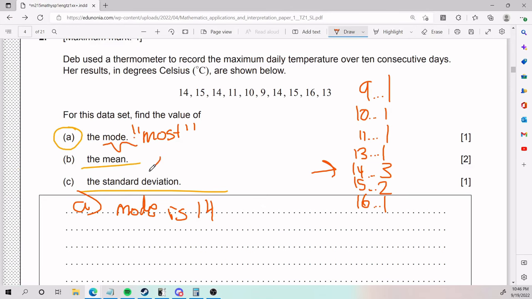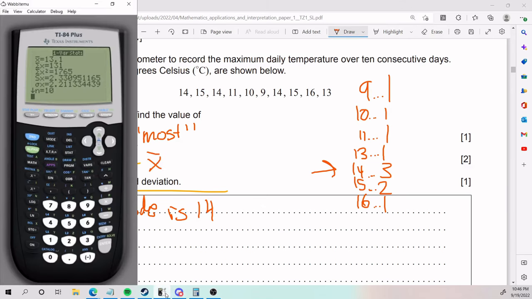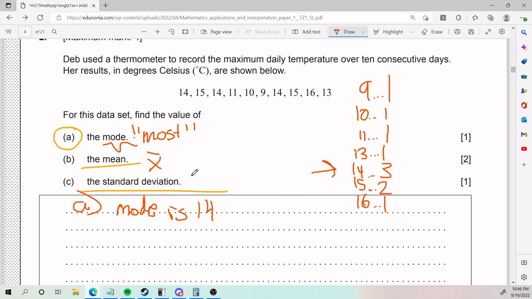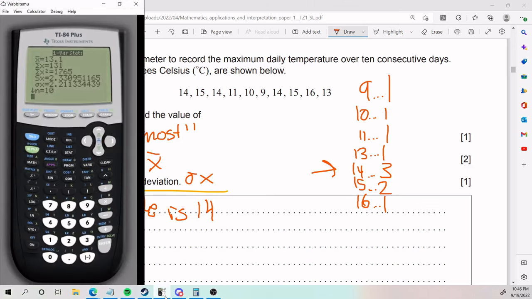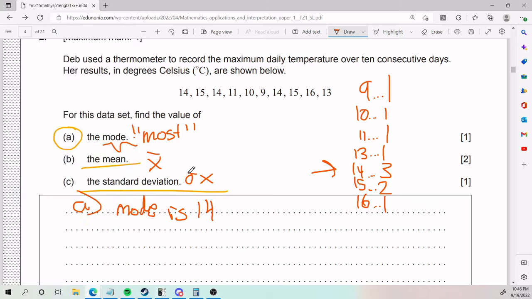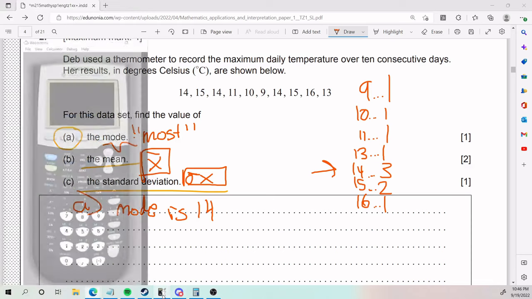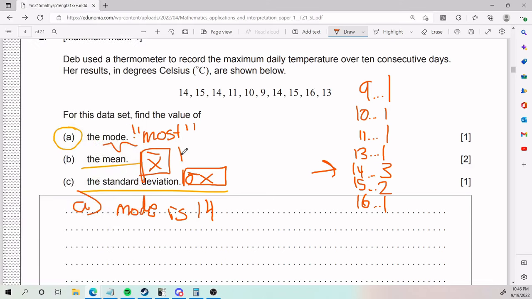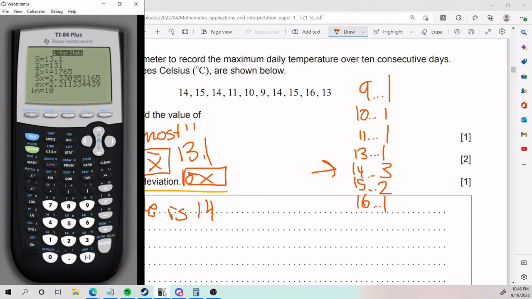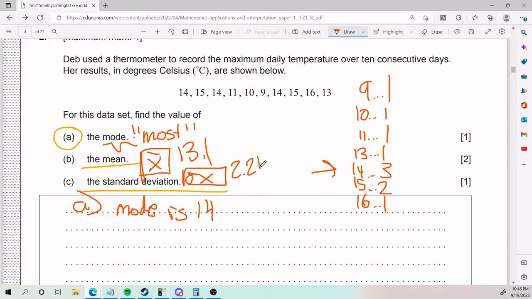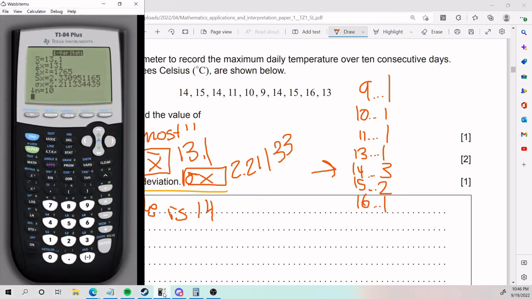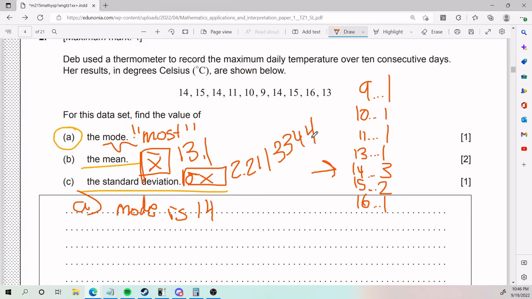The mean is going to be this symbol. Standard deviation is going to be, let me remember, this one here, if I'm not mistaken. Let me quadruple check that. Yes, it is that. Standard deviation is this symbol. Mean is that symbol. So according to this, my mean is 13.1. My standard deviation is 2.211. Let's put a couple extra numbers just so that we get full credit: 3344, and so on. That is for parts B and C.